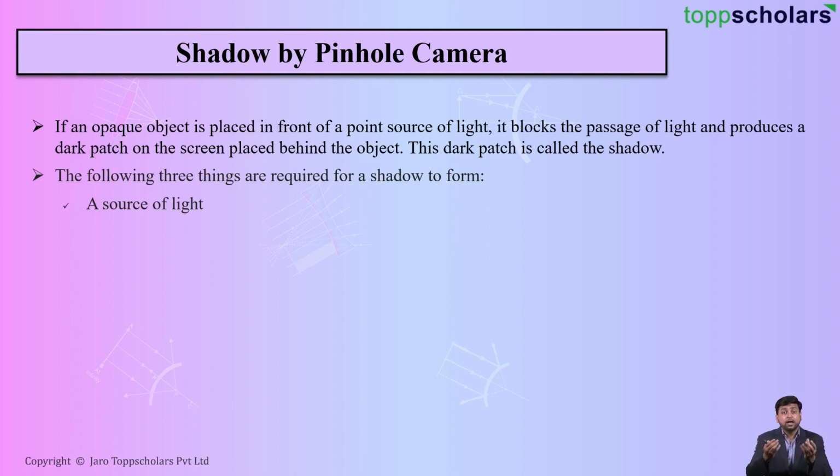A bulb, a tube light, sunlight or light emitted from a candle, that can also be considered as a source of light. An opaque object, now what is exactly an opaque object? The object through which the light does not pass. And the last, a screen or a surface. Okay, the last one is the screen or surface behind the object. So these are the necessary requirements for a shadow.